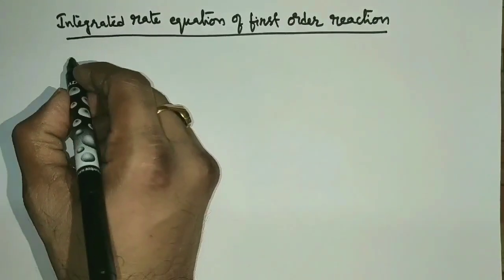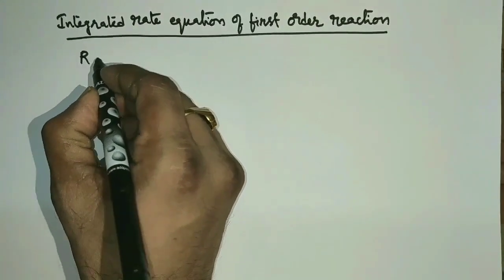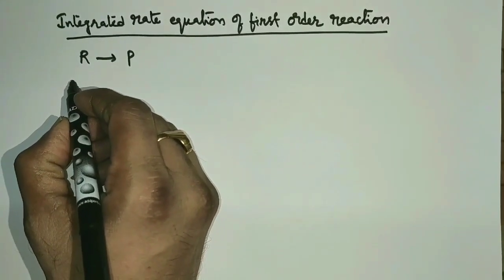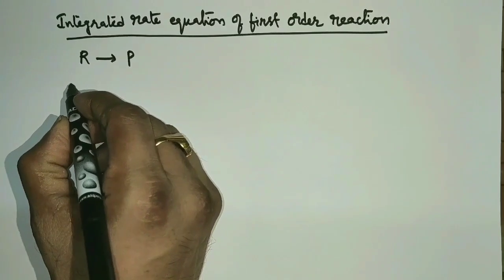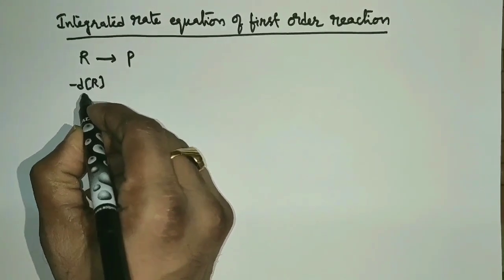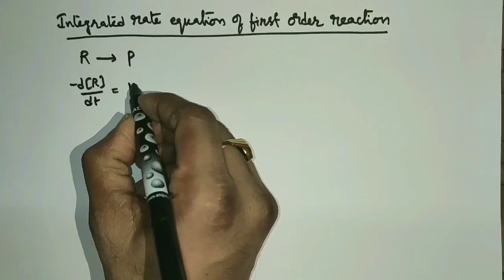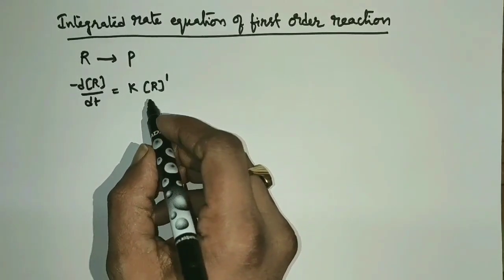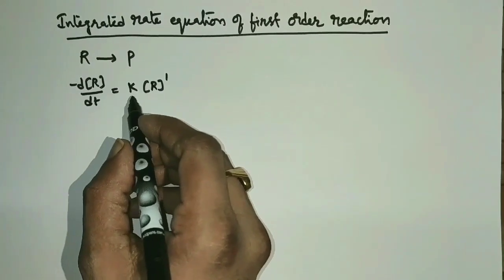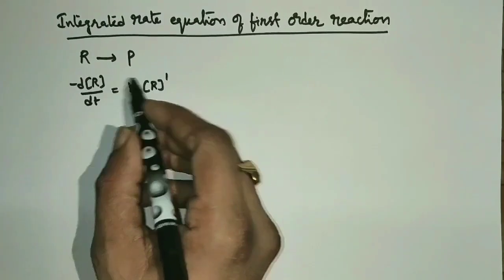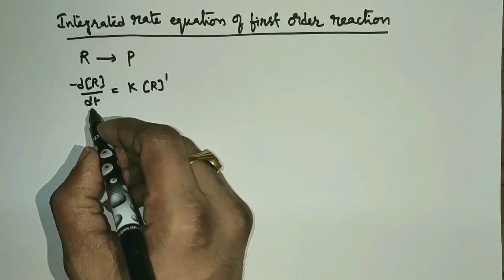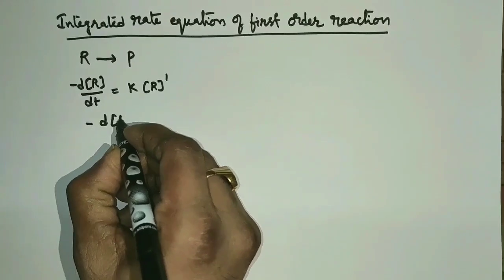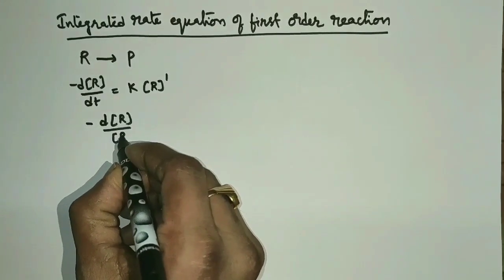For a chemical reaction, reactants R convert into products P. The differential rate equation, if it is a first order reaction, is minus dR by dt equal to k into R power 1, as n equal to 1. Now I'm moving the R term to the left side and dt to the right side. So minus dR by R is equal to k dt.